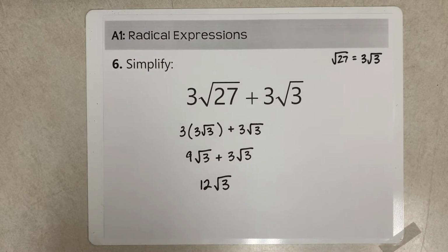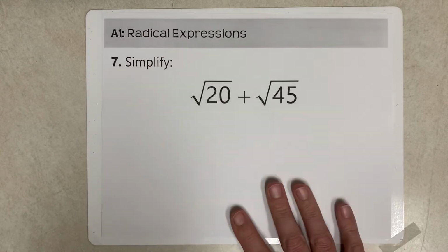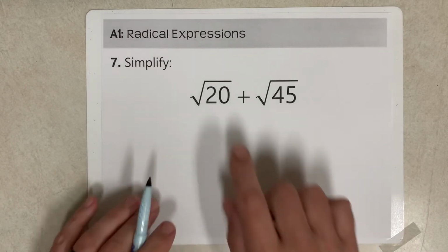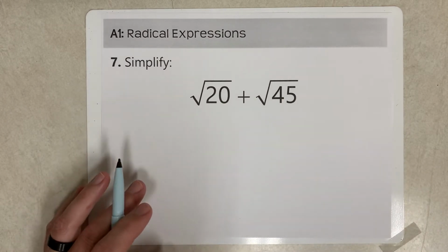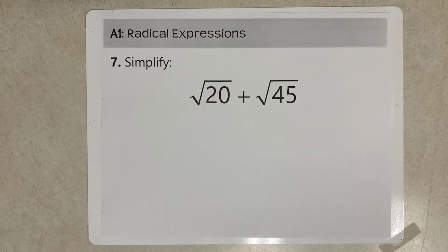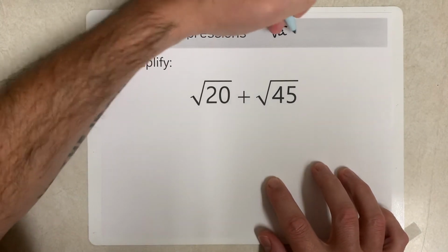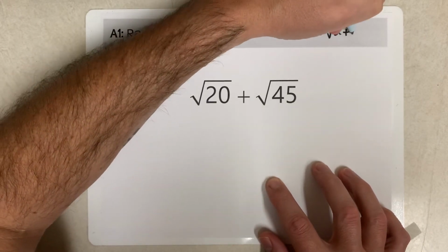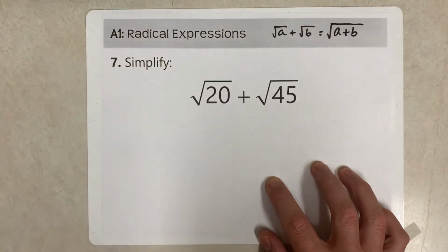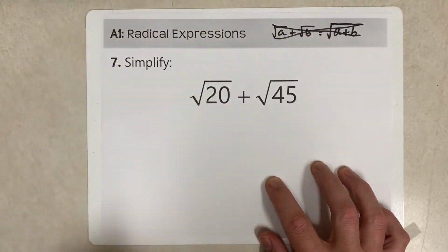All right, let's try this one. Now we have root 20 plus root 45. And you definitely cannot add the 20 and the 45. Please do not ever do that. It's not going to work unless it's a very, very special case. And it will not work in general because there is no rule that says root A plus root B is equal to the square root of A plus B. And students will do that all the time. That is a no-no. We're going to cross through that because that does not work.